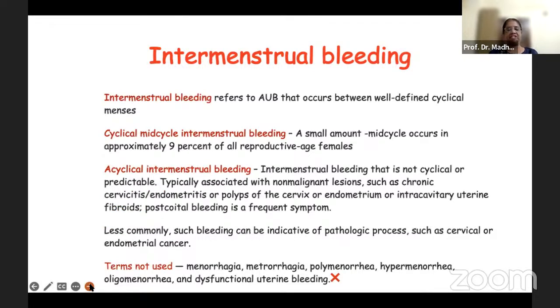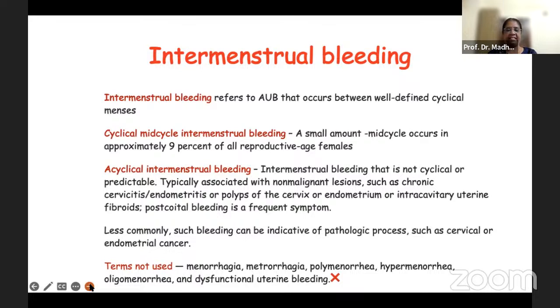What is intermenstrual bleeding? It refers to AUB that occurs between well-defined cyclical menses. Now, cyclical mid-cycle intermenstrual bleeding, we are all familiar with. In theory, it's supposed to be about 9% of all reproductive age females. Then after ovulation, when the estrogen level dips, there is a small amount of bleeding which occurs in mid-cycle.